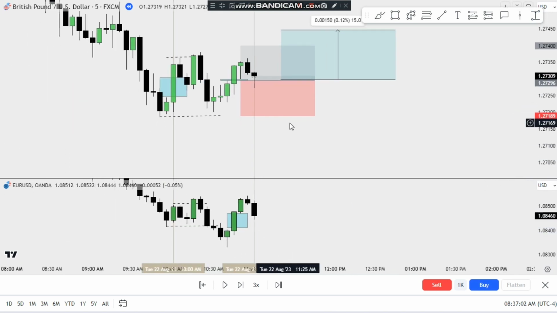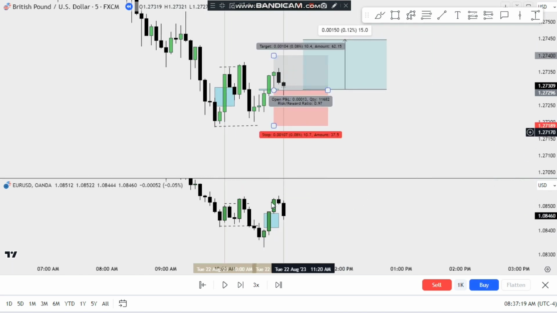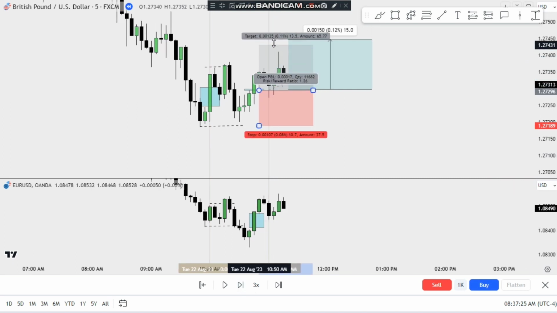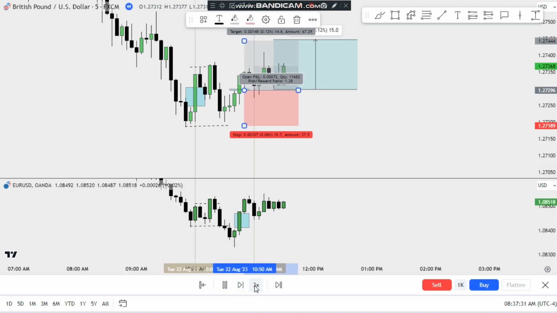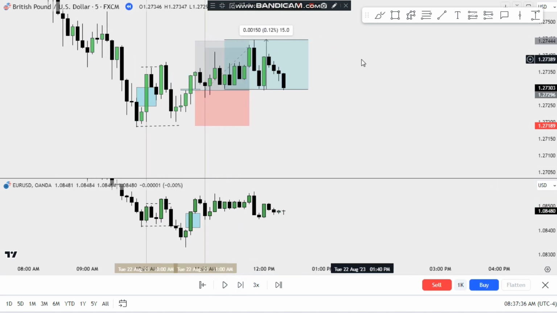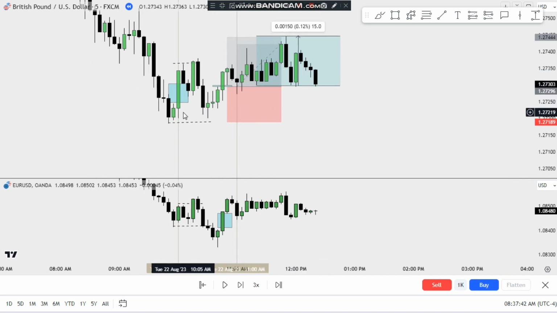Now you will have a question whether to enter into this one or this one. It all depends on your risk to reward ratio. If the stop loss in this one is tight, you can enter into this one. Now let's see if the price goes up. Now I will play it. You can see that it pumped to that 15 pips, and then it started going down. So this is how you can trade your silver bullet trades.